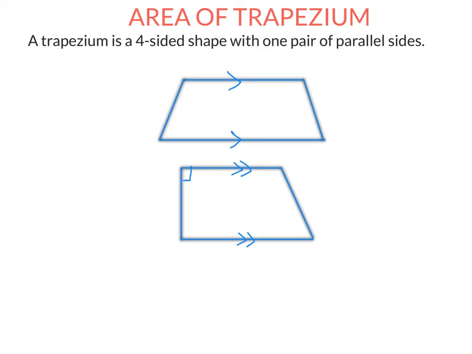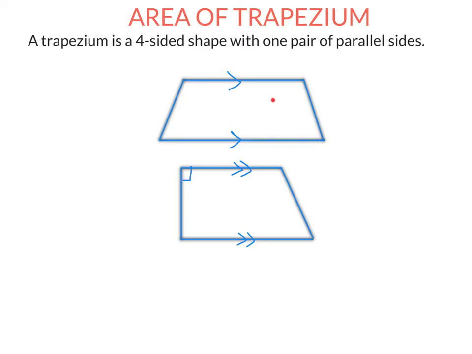Thank you so much for tuning into this video in which we go through how to find the area of a trapezium. So if you've forgotten, a trapezium is a quadrilateral, so it's a four-sided shape, and it has one pair of parallel sides. So these arrows here indicate that the lines are parallel. So here, this line and this line are parallel, and down in the second one, this line and this line are parallel. So trapeziums sometimes have right angles, sometimes they don't.